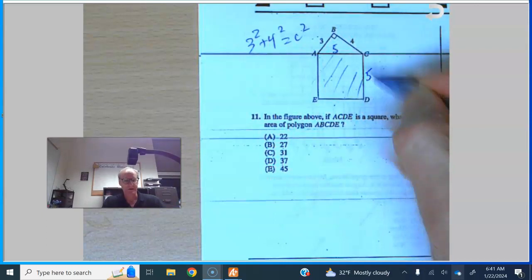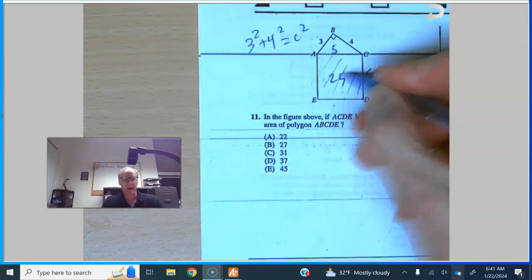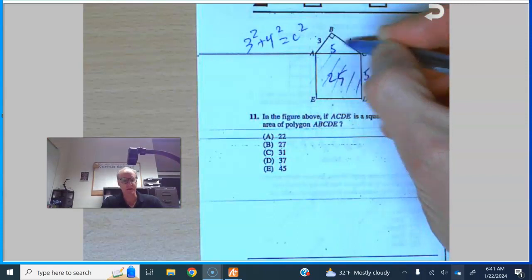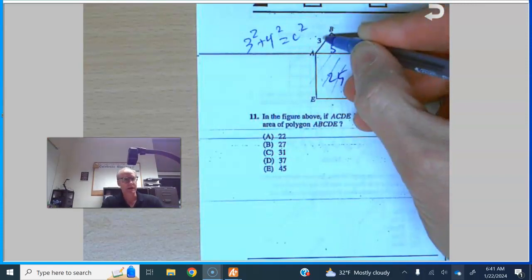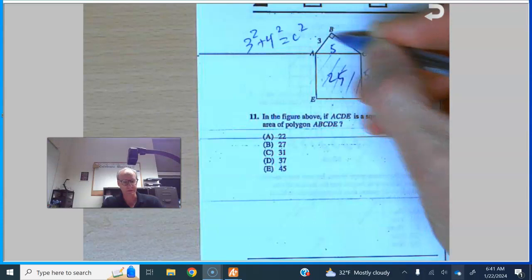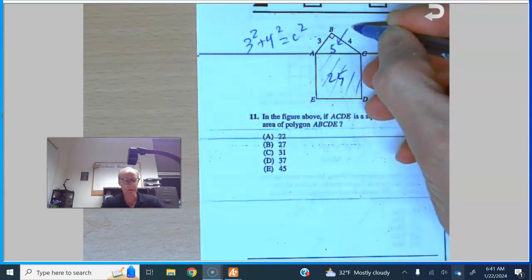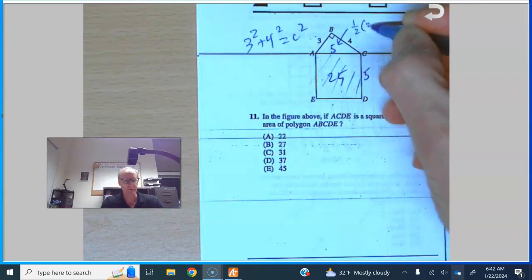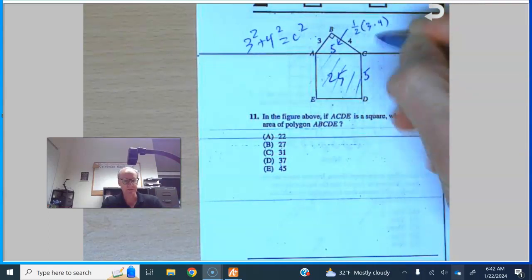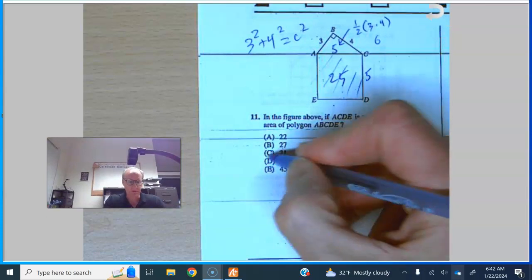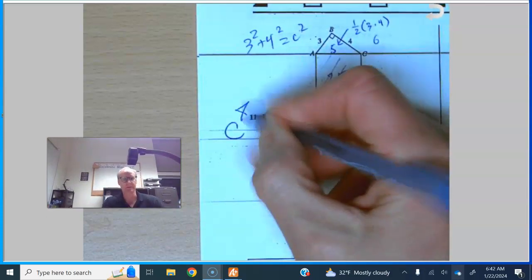A square is 5 by 5, which is 25. And be careful, this is half of a rectangle. The area of a triangle is 1/2 base times height, or 3 times 4. So the area of this triangle is 1/2 times 3 times 4, which is 6. And we have 31 for the total, and we're done, and I'm sure.